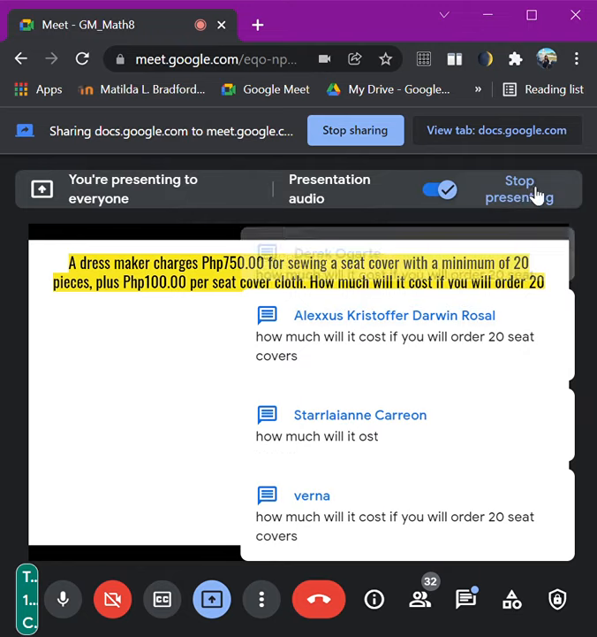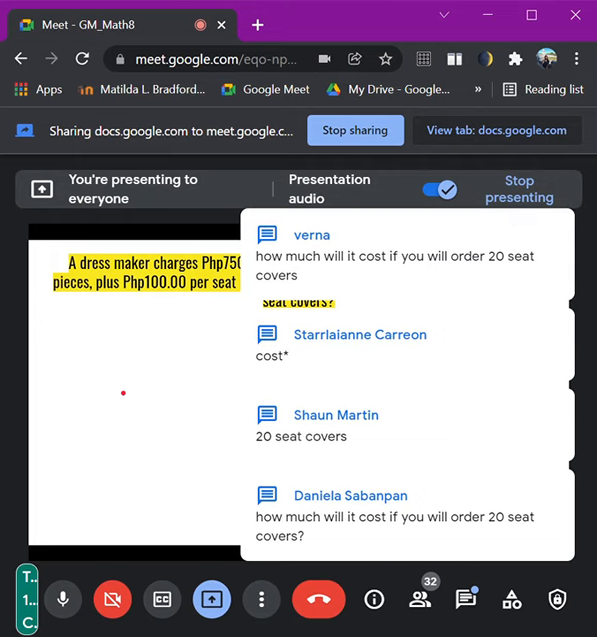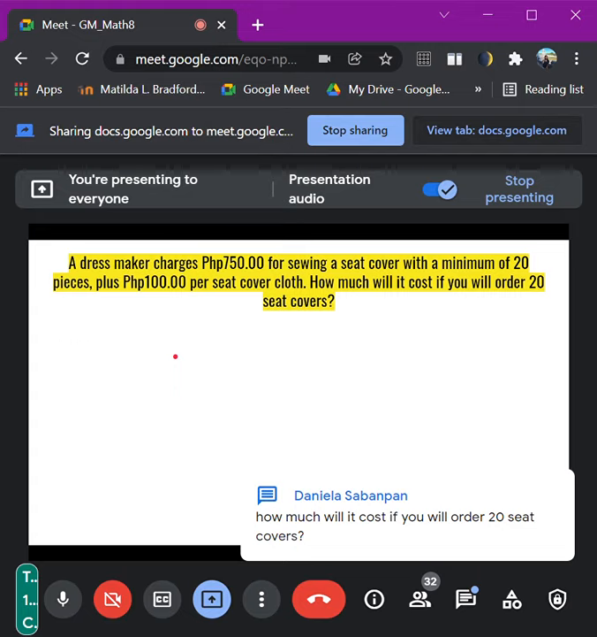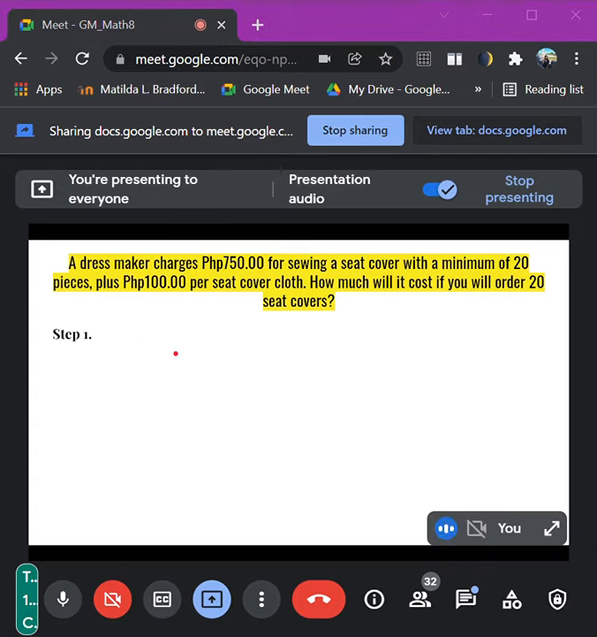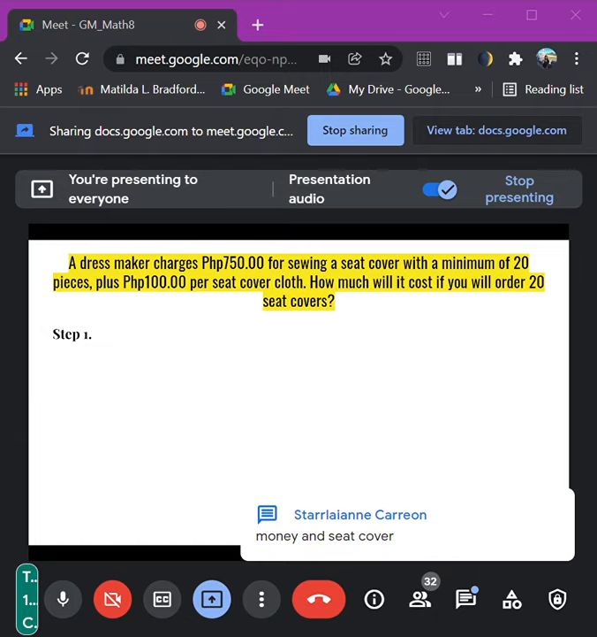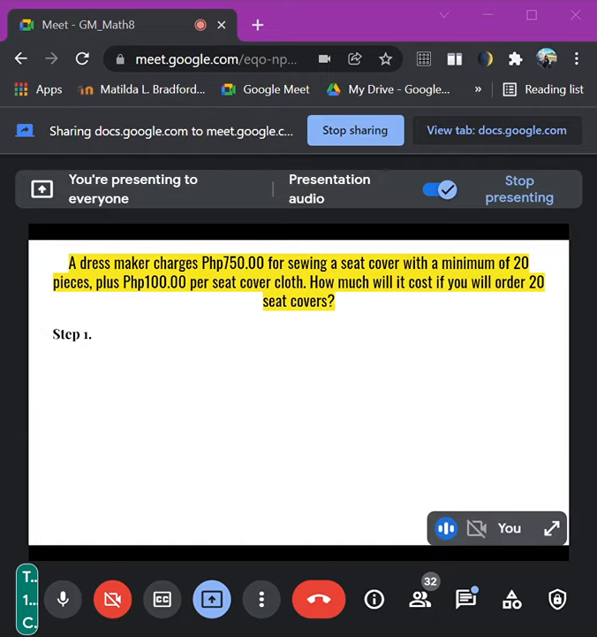Now, since we already got our given and what is asked in the problem, this time dira na ta mag-assign og value. Kung ang ato diri is how much, meaning kwarta, unsa ato ang gihisgutan diri? Money and seat covers. We have money and the seat covers. So, ang atong giingon ganina, class, kung unsa imuhang gipangita, mauto siya imong y.